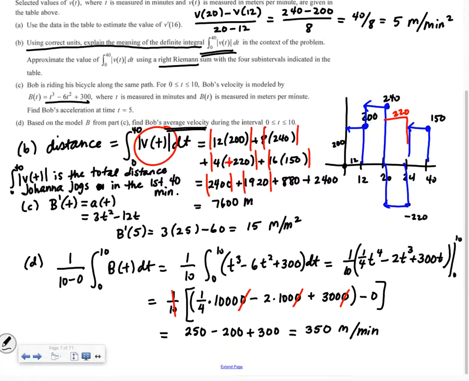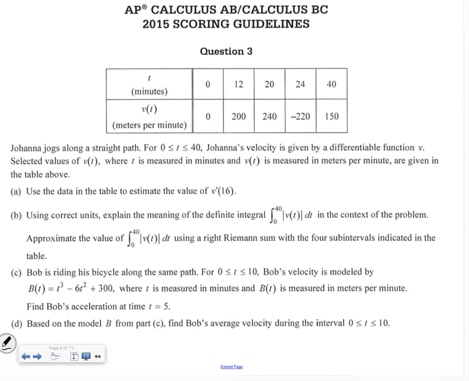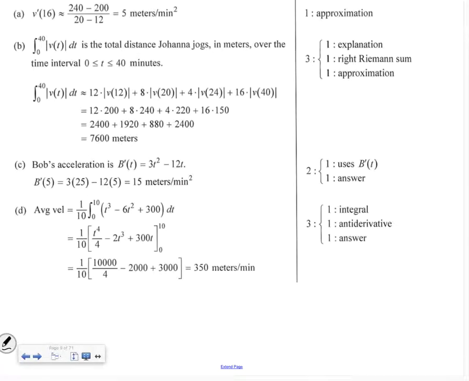All right, so let's see how we did and check our points. For part A, you get 1 point for the approximation of 5 meters per minute squared. It doesn't say that you had to have the right units, so if you just had 5, you're fine. For part B, you get 1 point for the explanation. That's what I remembered at the last second. Oh yeah, I forgot to do that. So that it's the total distance that she jogs over the first 40 minutes.